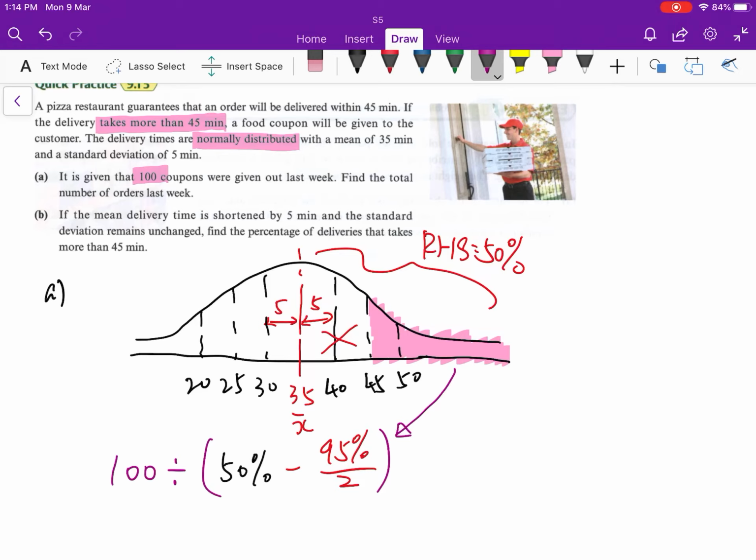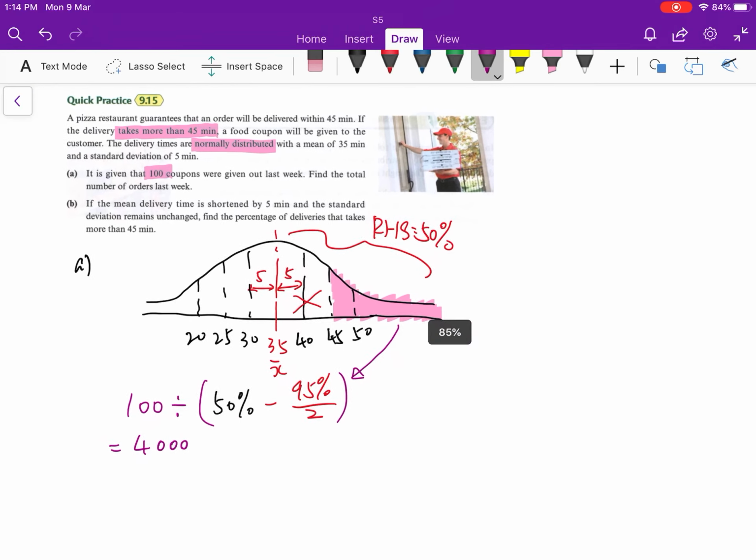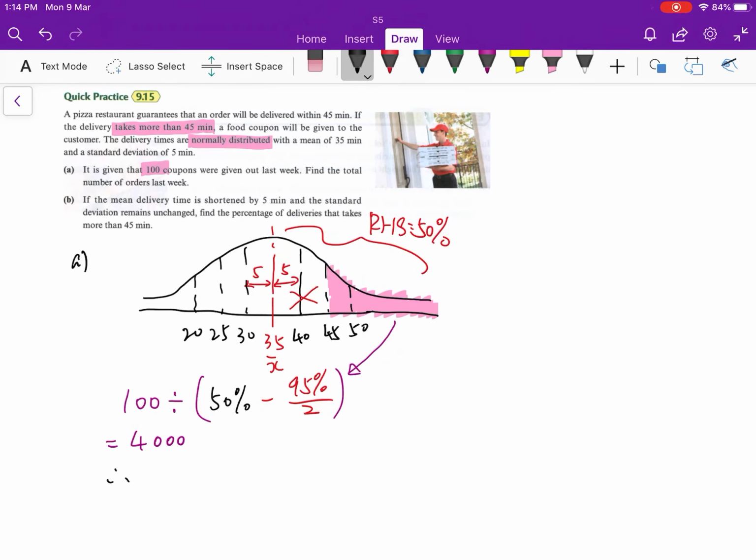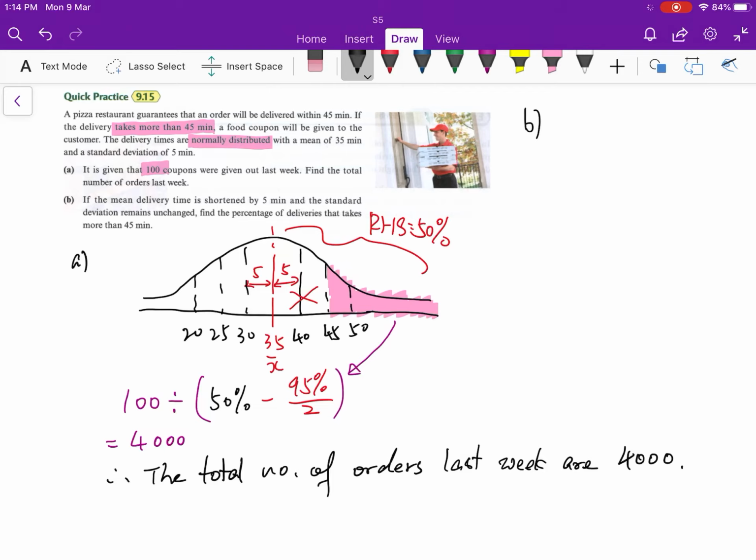Now, I don't know the total number of orders, but I know that partly I have 100. So using 100 divided by the percentage, you can find the total number of orders. When you do the division, you will find that it's 4,000. So now you can answer the question: the total number of orders last week is 4,000. That's it. So this is the A part.